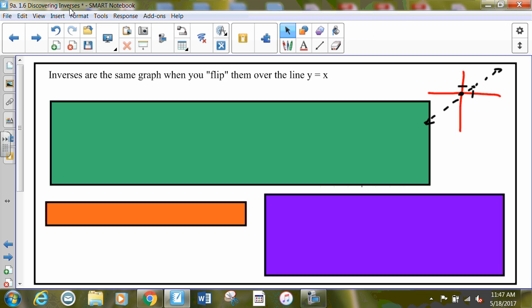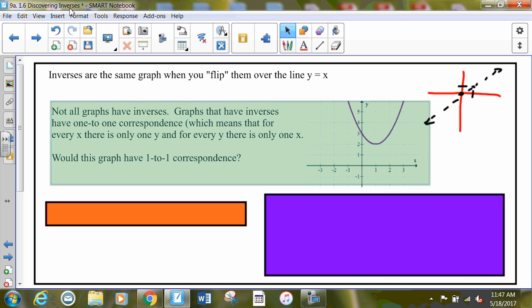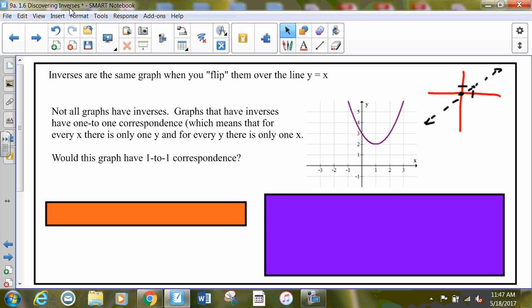So it's not quite that easy. There's one more restriction. Let's see if this big green box will tell you. Yes, not all graphs have inverses. Graphs that have inverses have to have one-to-one correspondence, which means that for every x, there's only one y, and for every y, there's only one x.